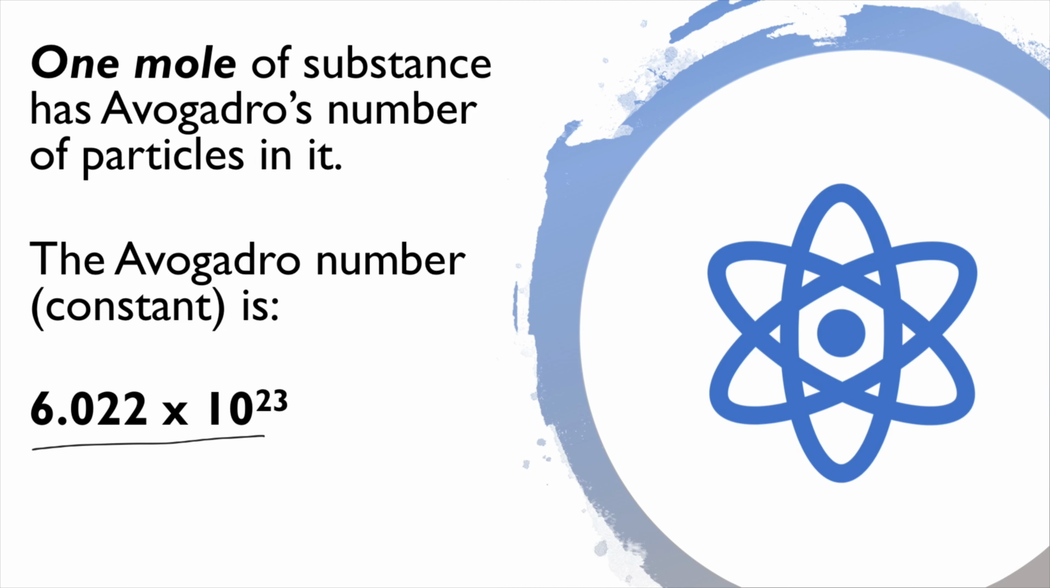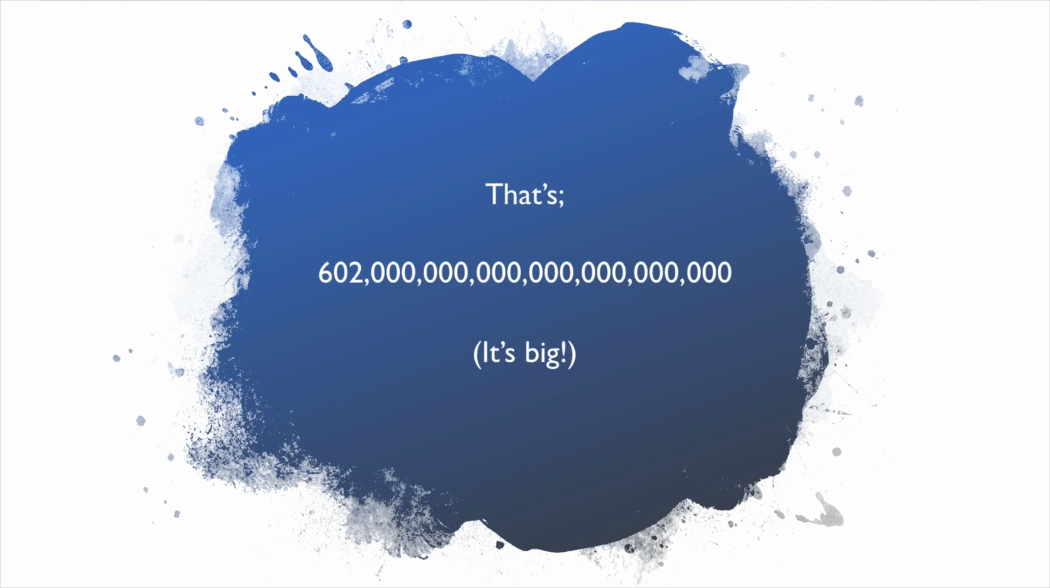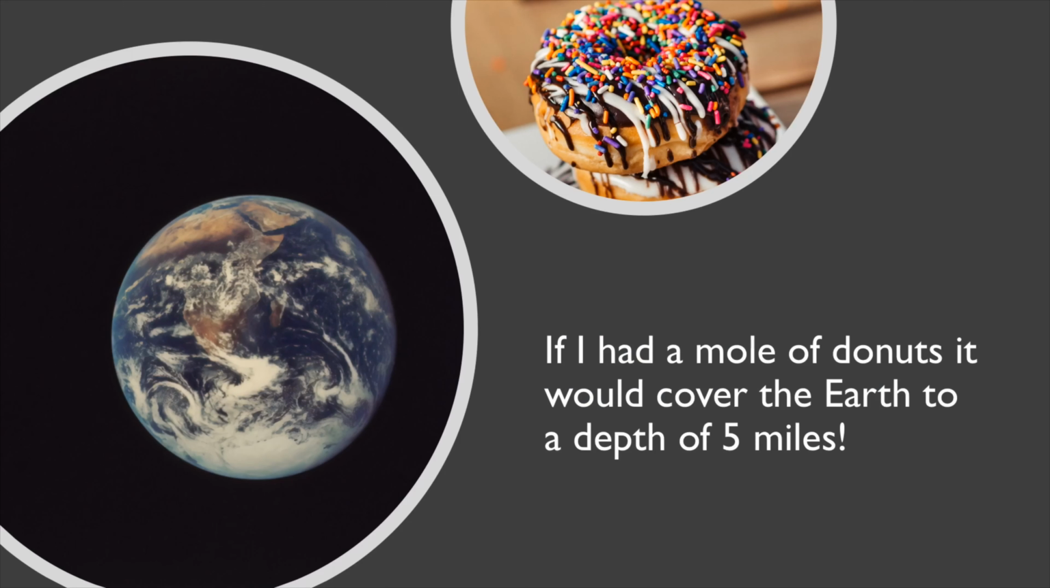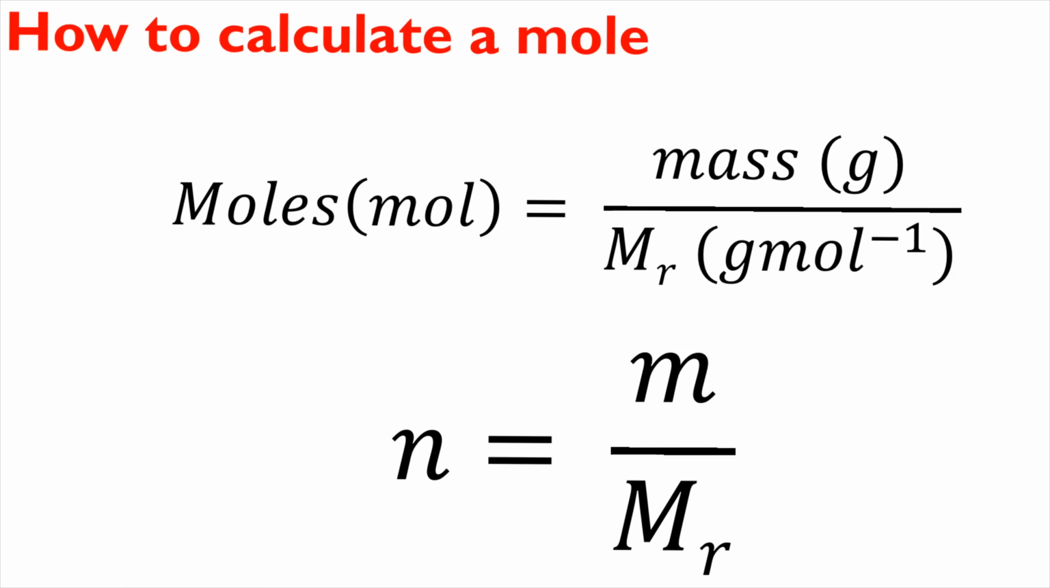So if I had a mole of water, there'd be that many particles in it. If I had a mole of pound coins, I'd have that many pound coins, which would be an awful lot. It's a huge number, okay? That's how big it is. It's massive, gigantic. If I had a mole of donuts, then it would cover the Earth to a depth of 5 miles. So the whole surface of the Earth would be covered by 5 miles of donuts. That's an awful lot of donuts. It's a huge number.